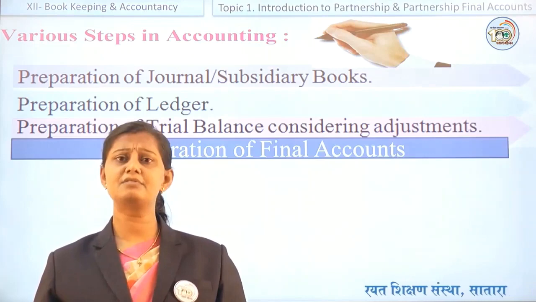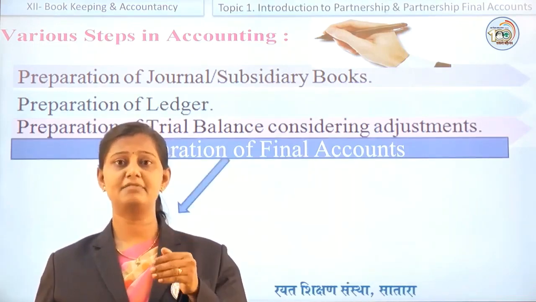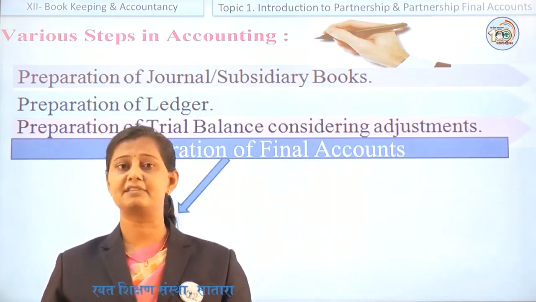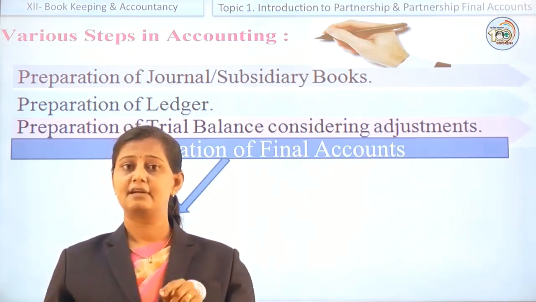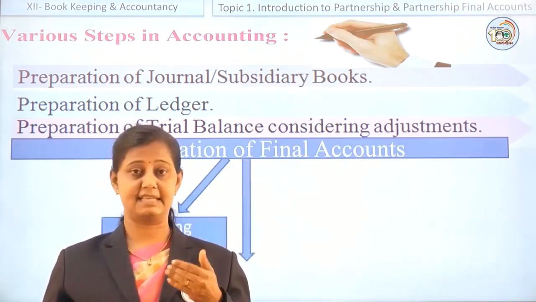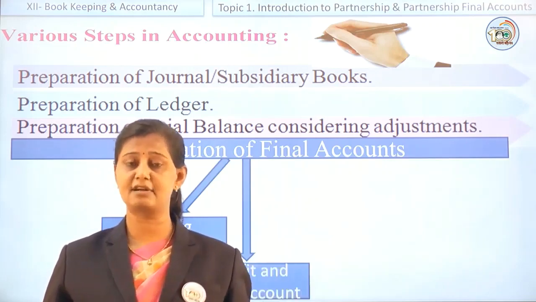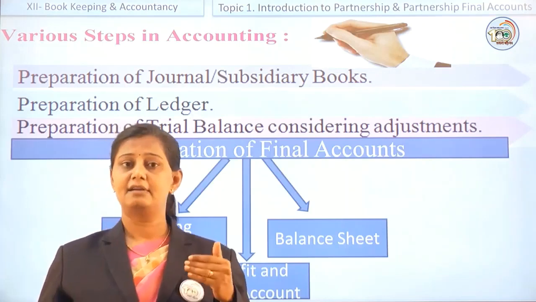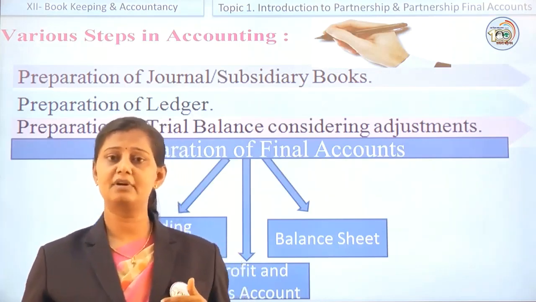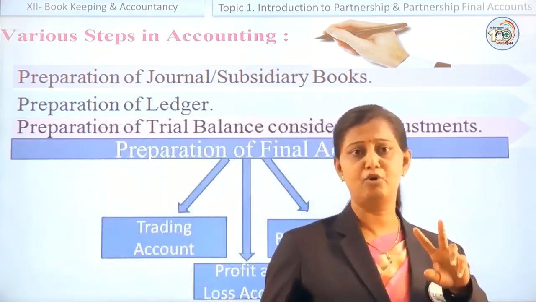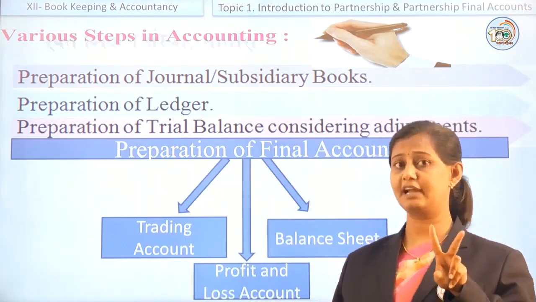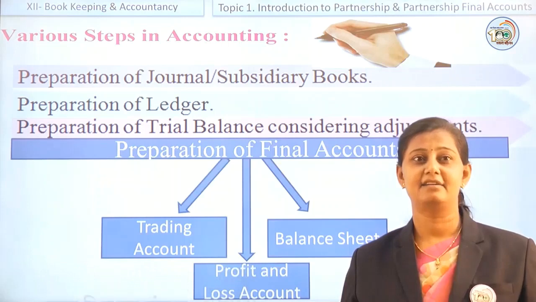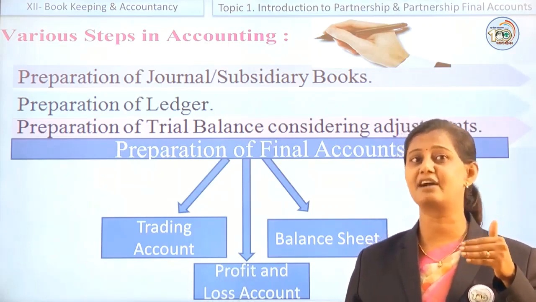Final accounts are prepared on the basis of 3 parts. The first part is trading account, the second part is profit and loss account, and the third part is balance sheet. Trading account and profit and loss account are both accounts. Balance sheet is a statement. So these are the various steps in accounting.